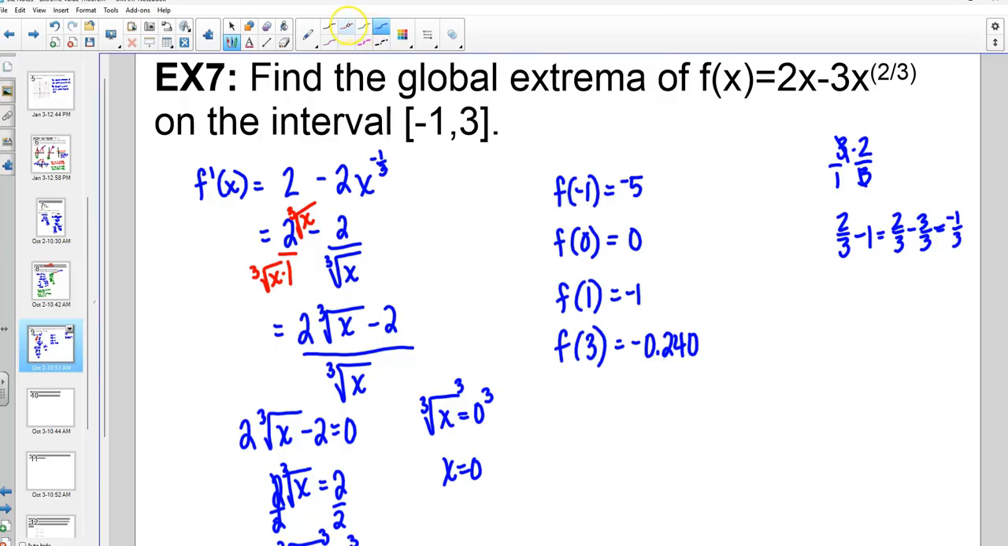Okay. I'm not going to have time to write the whole sentence. What's my absolute minimum? -5. And what is my absolute maximum? 0. It feels wrong for 0 to be a maximum, but it is in this case.